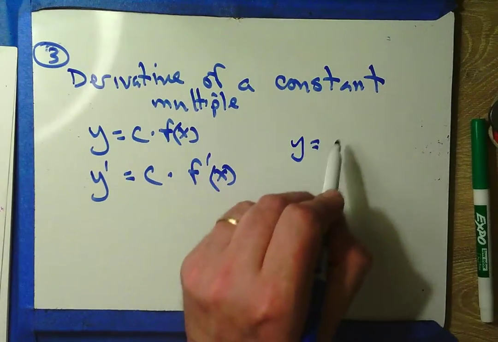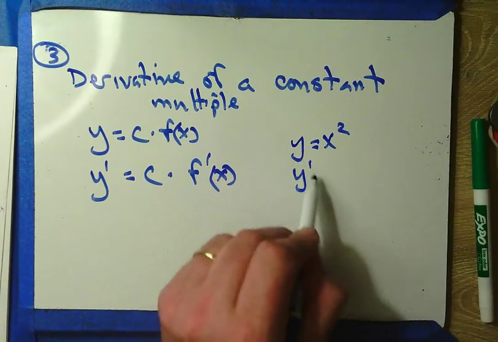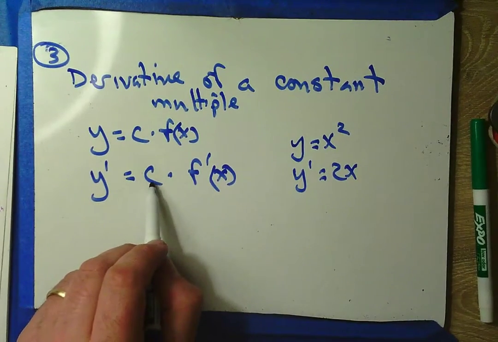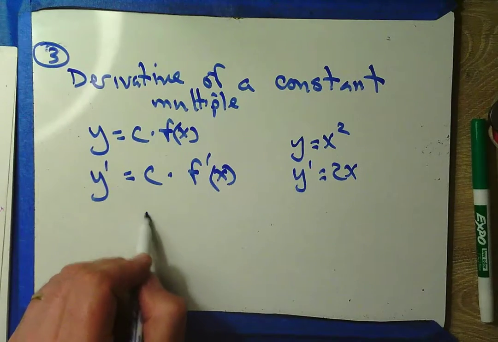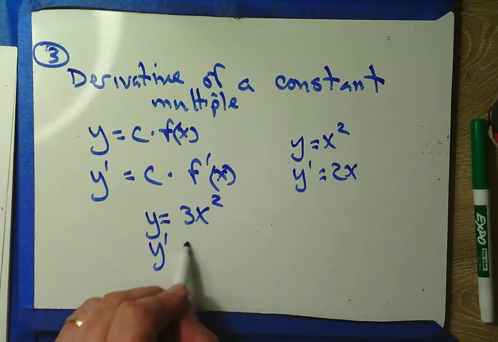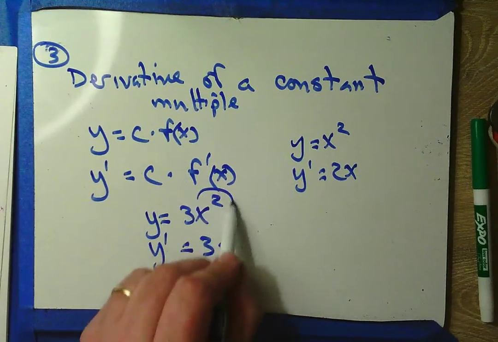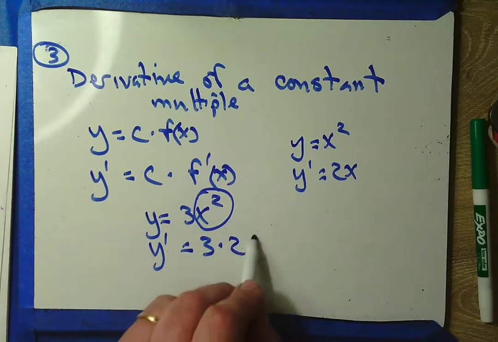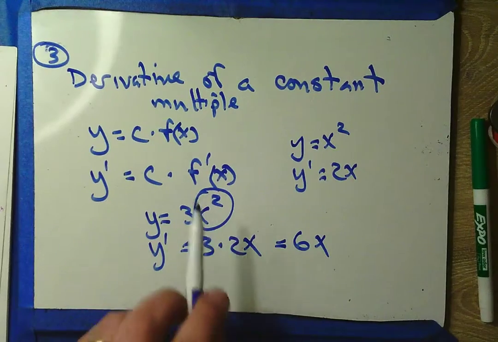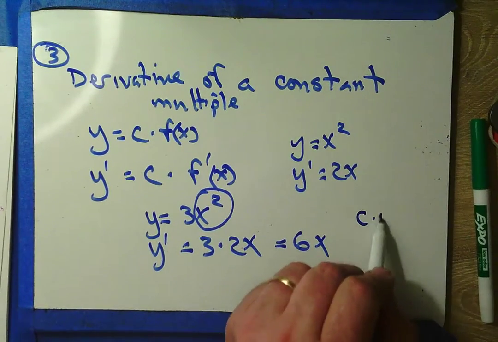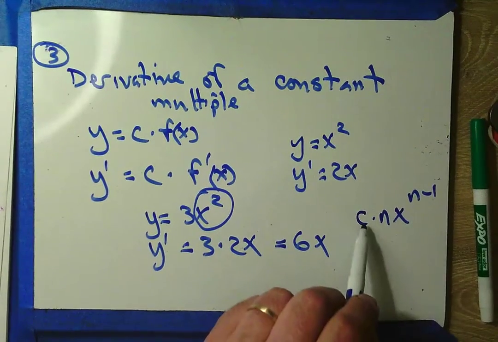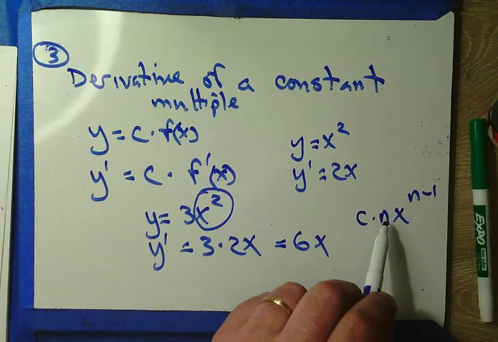So we just saw that if y equals x squared, then y prime was going to be 2x. And now we've got, aha, what if there's a constant in front? So if y equals 3x squared, then y prime will be 3 times the derivative of that function, which is 2x, or 6x. Now, I know we just looked at this and said c times n x to the n minus 1. But this shortcut rule with a constant, this only works for power functions.